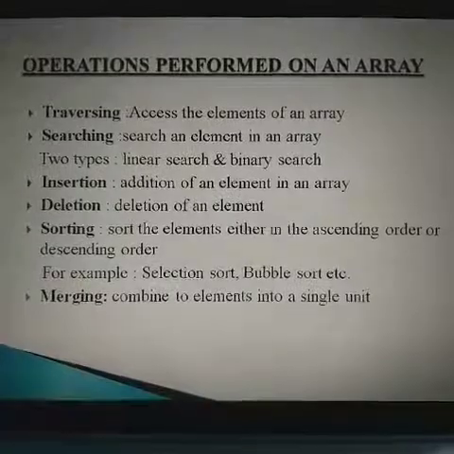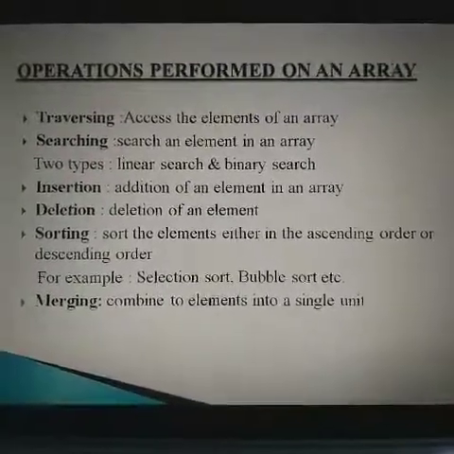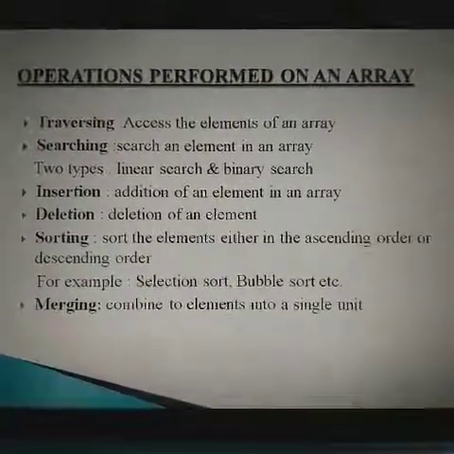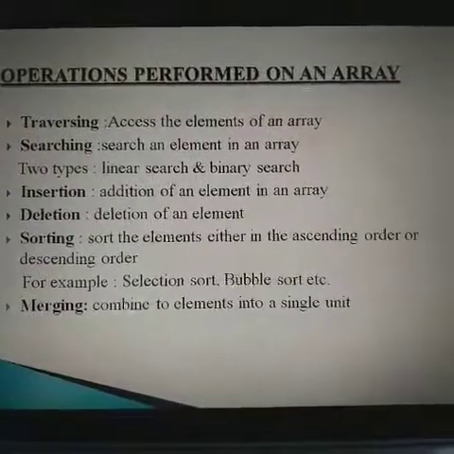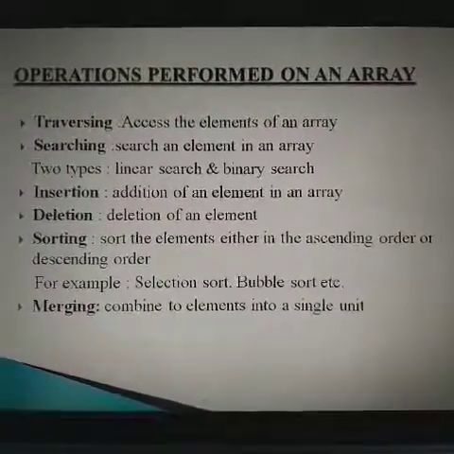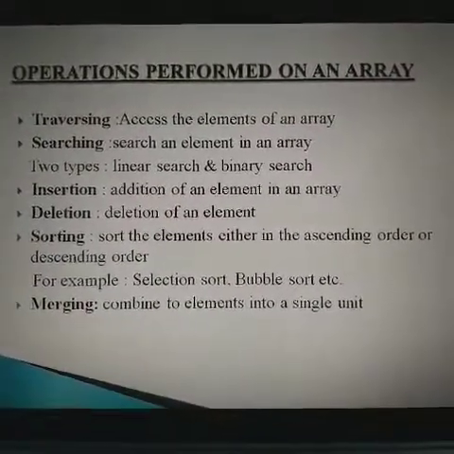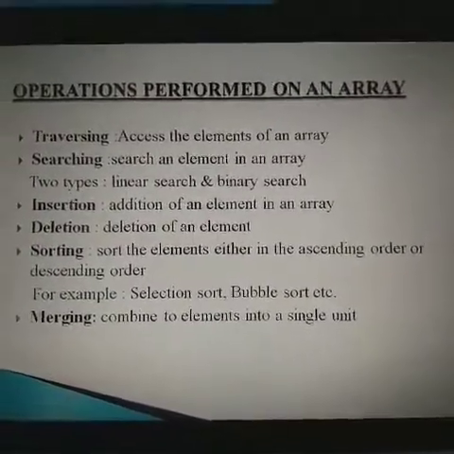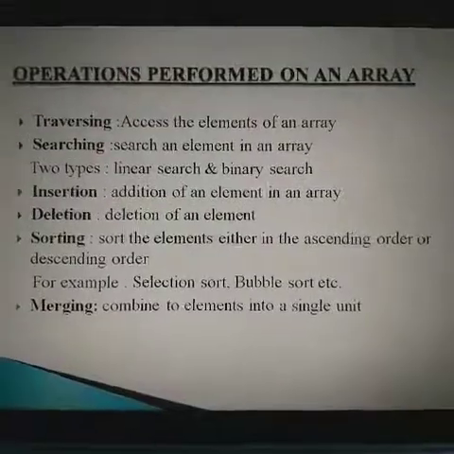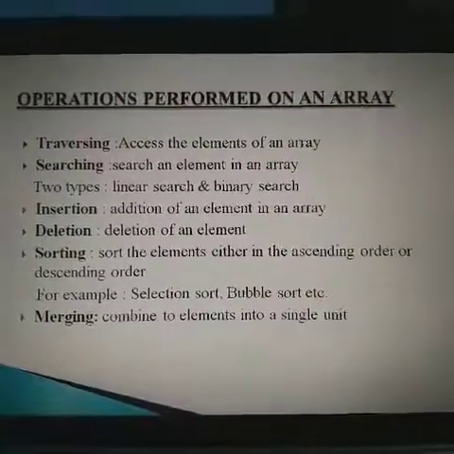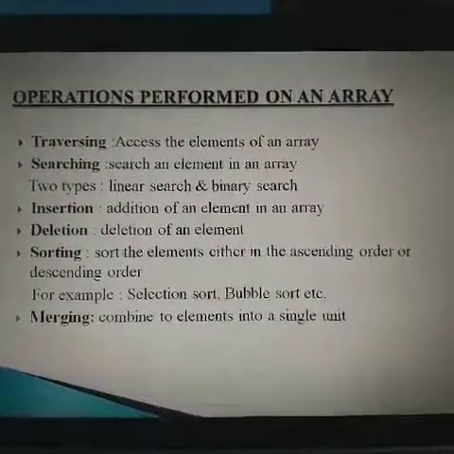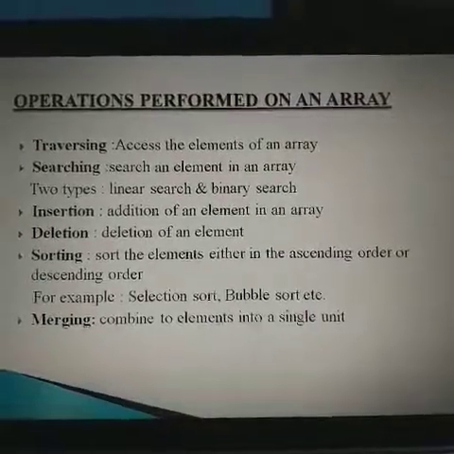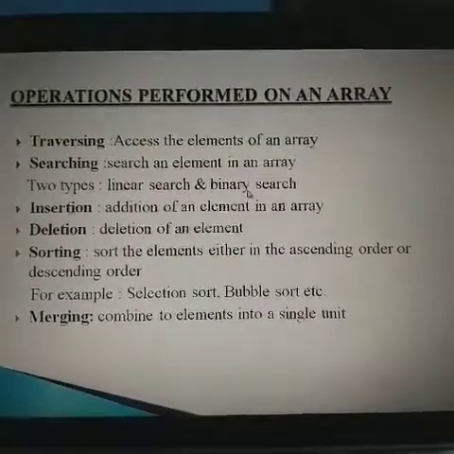The second one is the searching process. If we have 5 elements and we have to search for one of those elements, for example, a of 2 is equal to 3, and we have to search whether the value 3 is present in that array, then the searching process is used. There are various algorithms used for searching, for example, linear search and binary search.